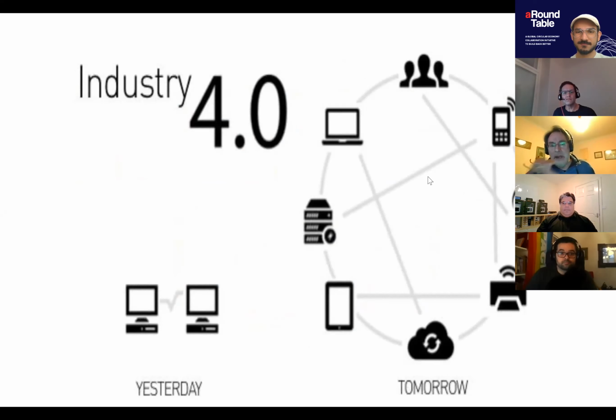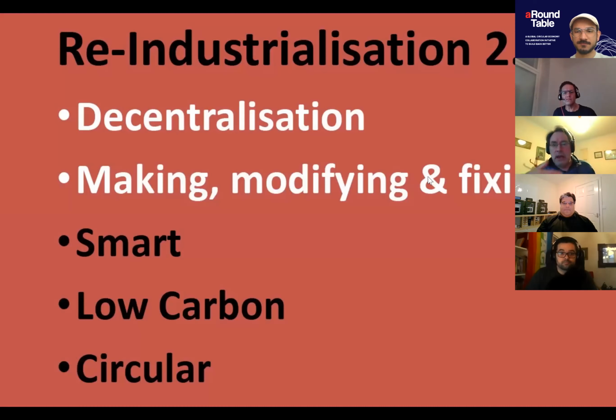Next slide. But I actually believe there is a reindustrialization going on linked to this that started a little bit before COVID, perhaps driven by globalization. So this reindustrialization 2.0 is much more decentralized. It's about making, modifying, and fixing at a local level. And it's the potential to be smarter, more low carbon and circular. Next slide, please.